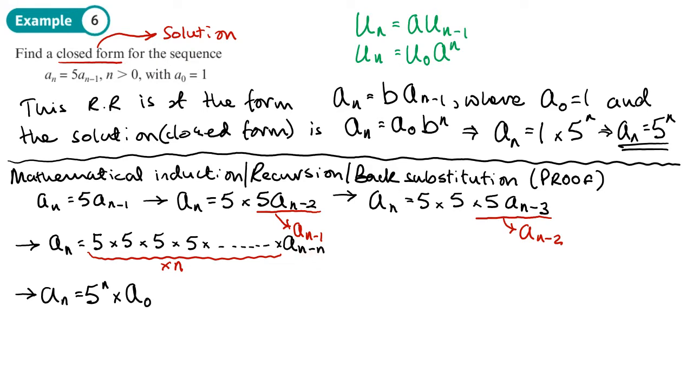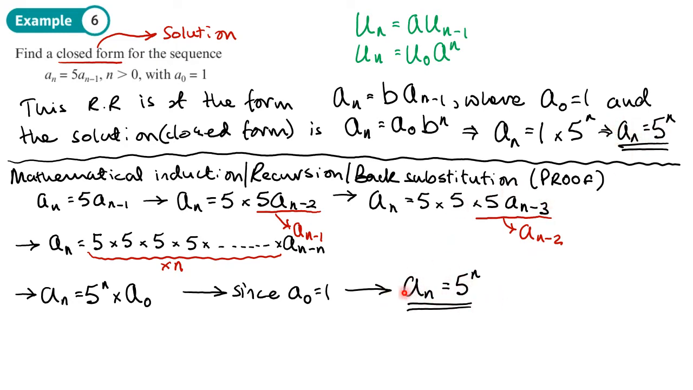So this back substitution goes all the way back to the term that we are given. We're going all the way back to a_0, and a_0 is 1. Okay, so let's just write down, since a_0 equals 1, then by this mathematical induction, recursion, back substitution method, we have a_n equals 1 times by 5 to the n, which is 5 to the n. So you can see we get the same result as we did before.